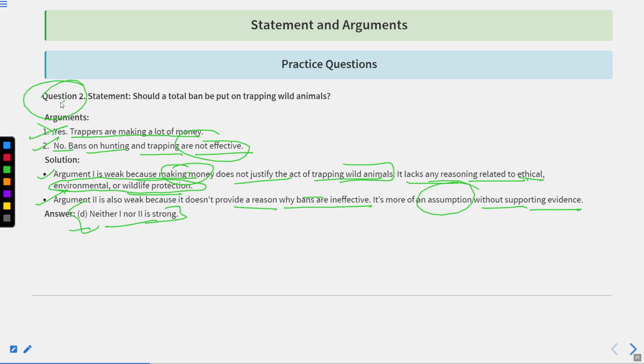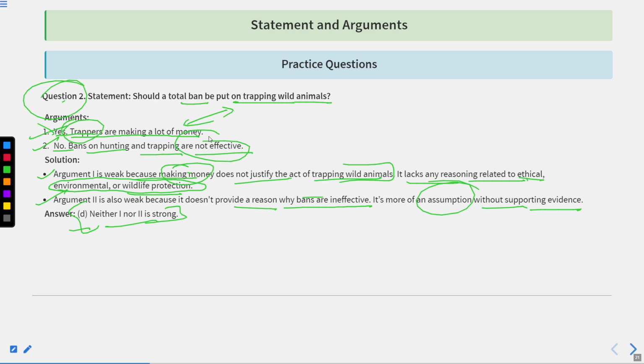There is no way it has been mentioned that a total ban be put on trapping wild animals. So what is the statement talking about? It is talking about a ban on trapping wild animals. Argument: trappers are making a lot of money. Is there any linkage? Only trappers. So trappers are making a lot of money. Is it clear that trappers, only from trapping wild animals, are making a lot of money? There are other reasons also.